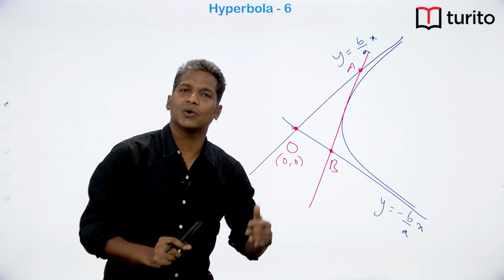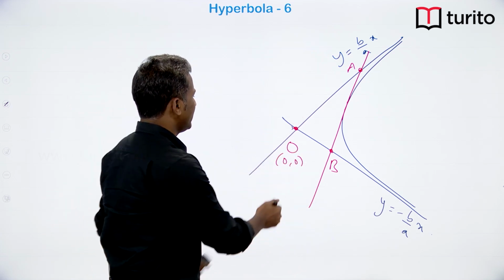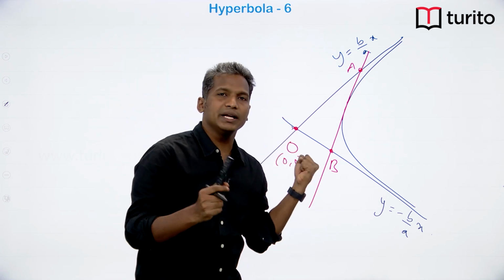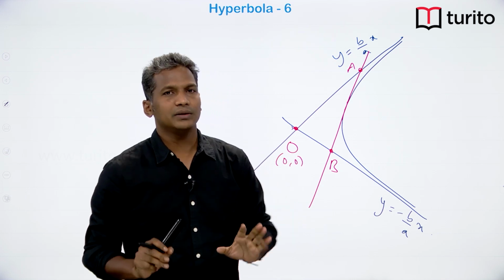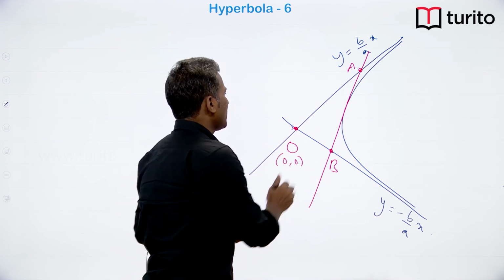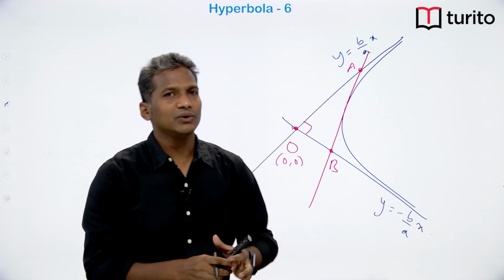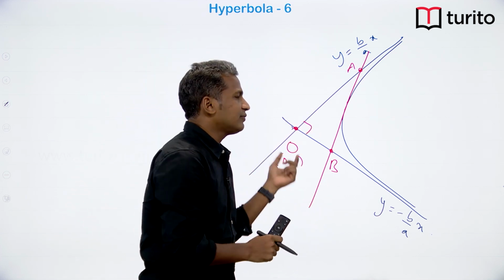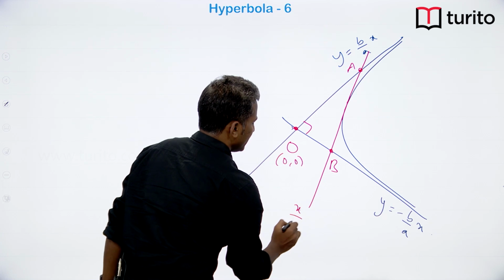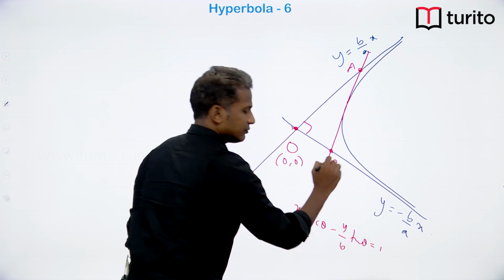What is the best way to do it? Get the coordinates here, because we already have one coordinate which is (0, 0). Get the coordinates of A and B and try to find the area by the determinant formula, or once you get these coordinates, you can also apply the idea of half base into height. It is left to you, you can do it in whichever way you want. I am going for half into base into height. So, if I take the tangent as (x/a) sec θ - (y/b) tan θ = 1.